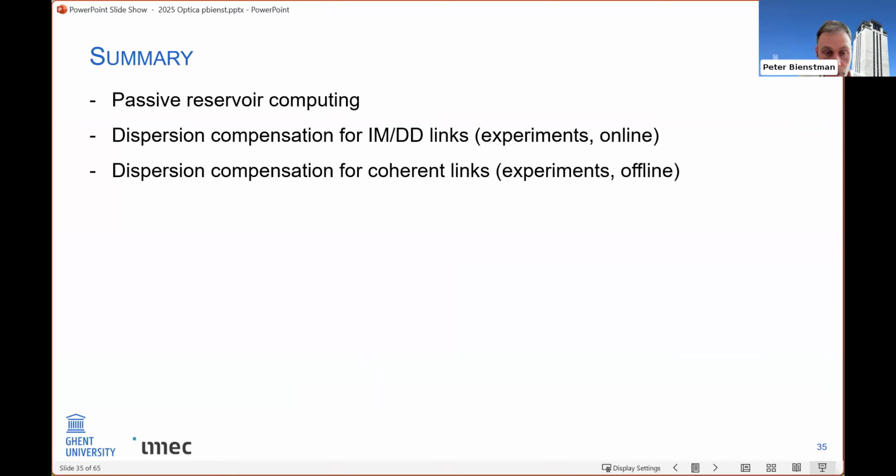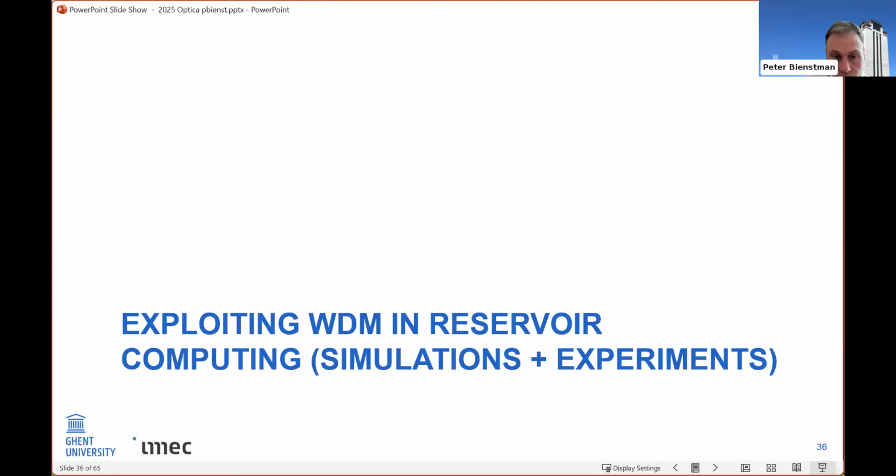So just to wrap up where we are here for the time being. I've illustrated what reservoir computing is, and showed how it can work in coherent links and in intensity modulated links. What I would now briefly like to illustrate is how we can also exploit the wavelength dimension, because that's of course something that photonics really has as an inherent advantage. So it's important to exploit that.